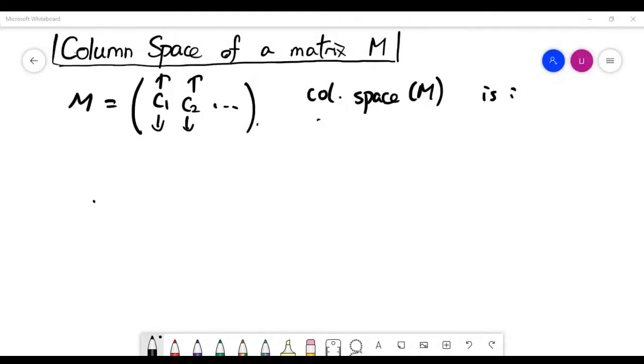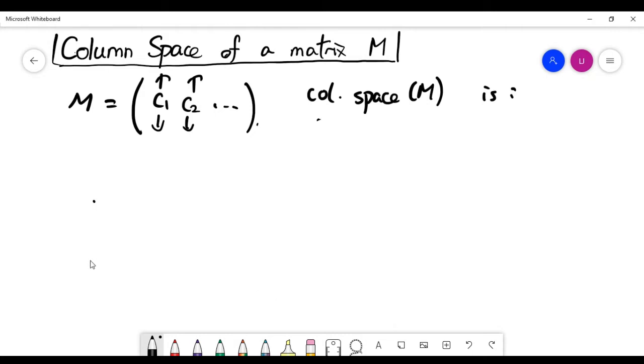In this video, we'll talk about the column space of a matrix M, and I hope that you have watched the last video already about the row space of a matrix M. The concepts of both videos look very similar, but when you try to find the column space, it is actually slightly different from the last one. Let's look at the definition first.